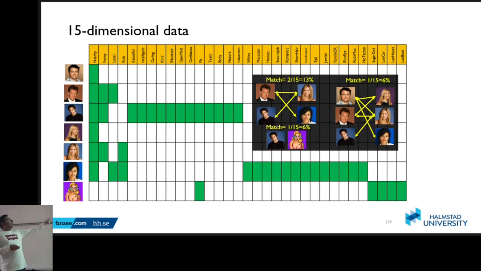So now let's go to 15-dimensional data. So now we have every feature here. Let's look at this. The chance of Joey finding his desired mate is 1 in 15. It becomes 6%. And Chandler also becomes 1 in 3. And the good news for Alice is that now she has a 6% chance. And why? Because she has one thing in common with Ross. Here is a fit body, right?